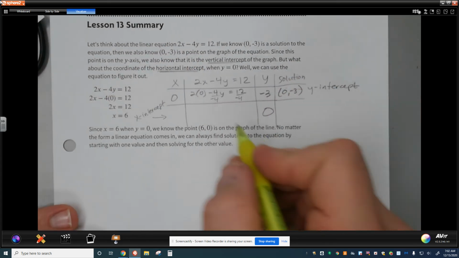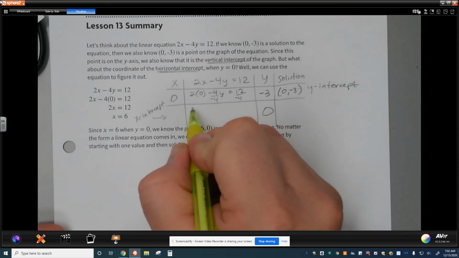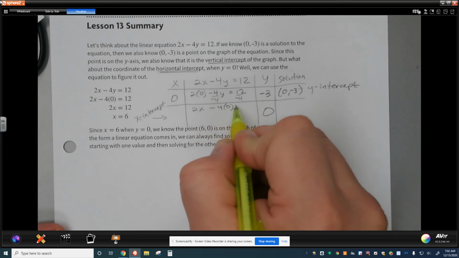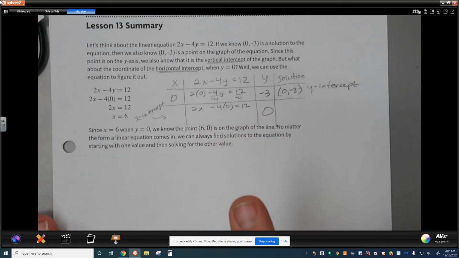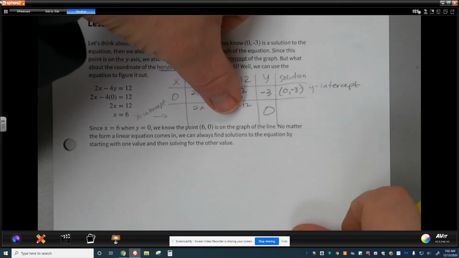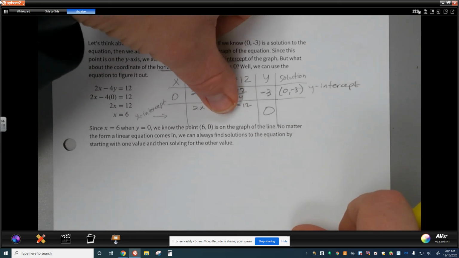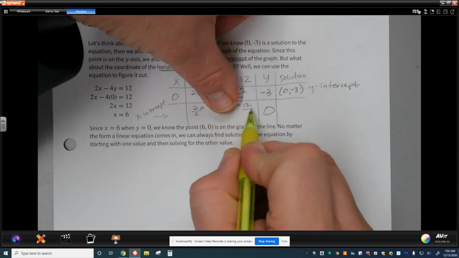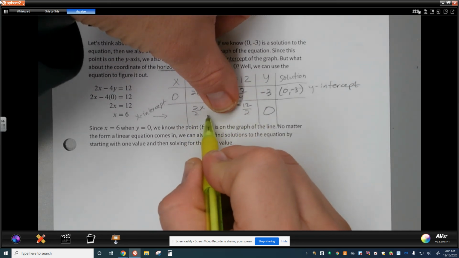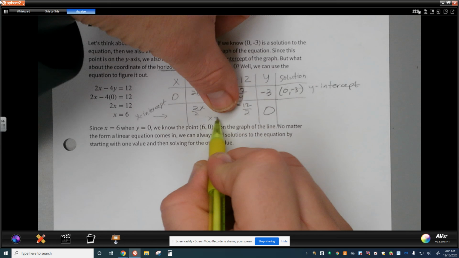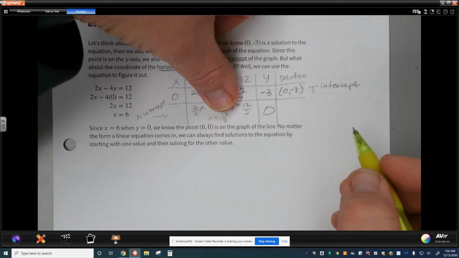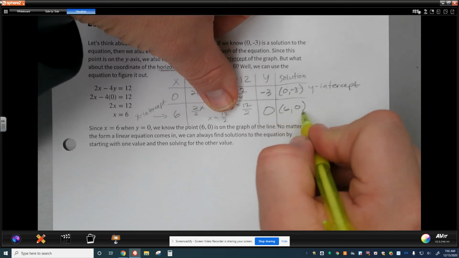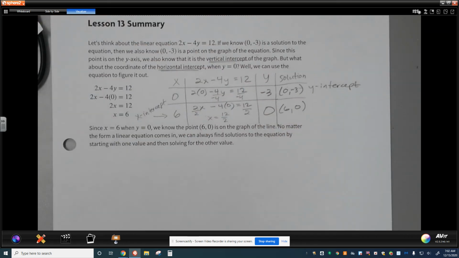For the x-intercept, when we substitute, we do the same thing, except this time we have 2 times x minus 4 times 0 is equal to 12. Now this one I have to eliminate by covering up the y, because it's being multiplied by 0. I'm left with just simply 2x equals 12, and I find out that x is equal to 12 divided by 2, which means that x is 6, and my solution pair is (6, 0), what we call the x-intercept.